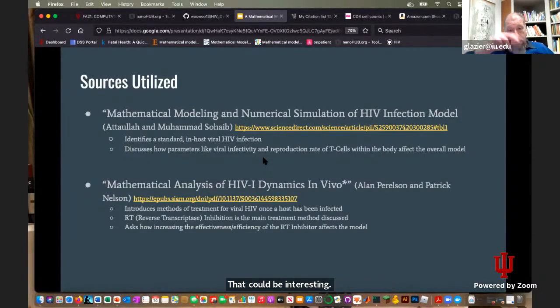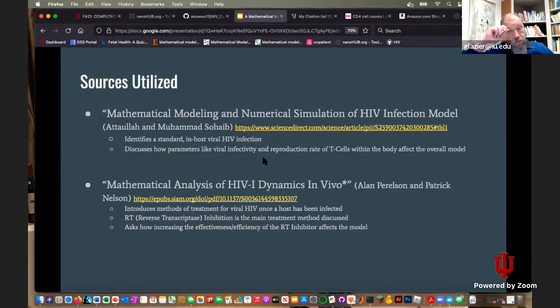The other thing is when you give the drug, the amount in your bloodstream goes way up, and then it decays. So you take the drug again, and it comes back up, and then it decays. And that might be important, although it happens on a fairly short time scale compared to everything else in the model. So those are some things you might want to think about.